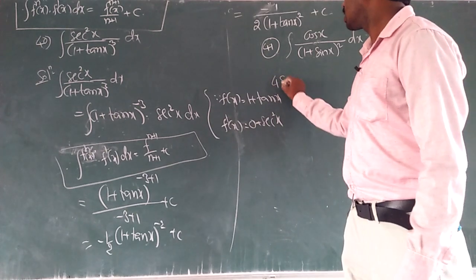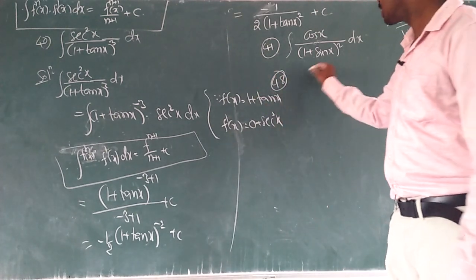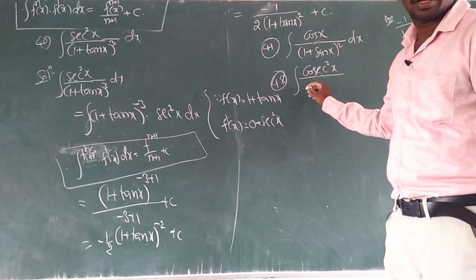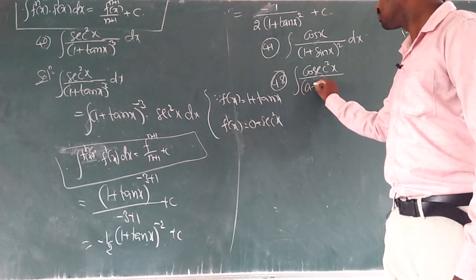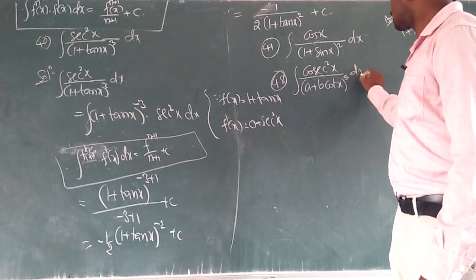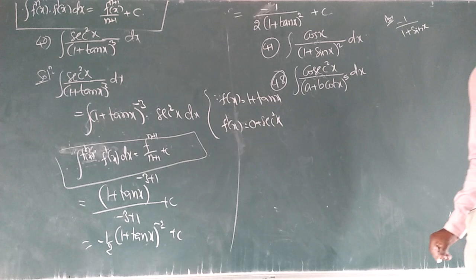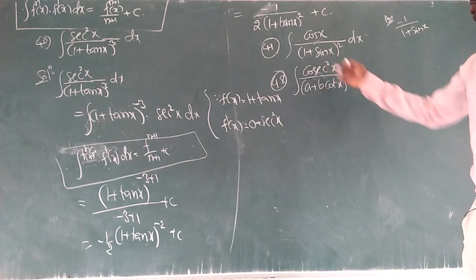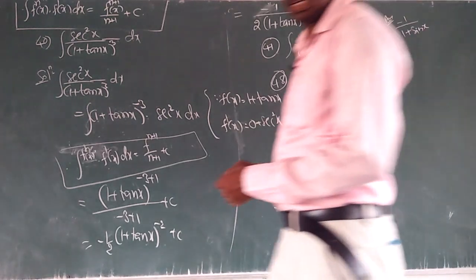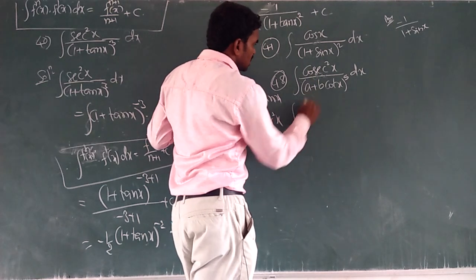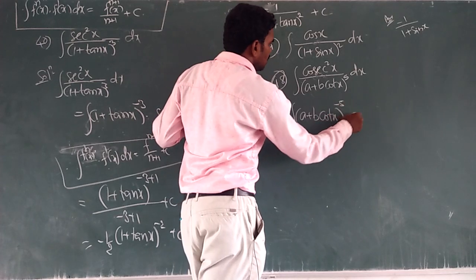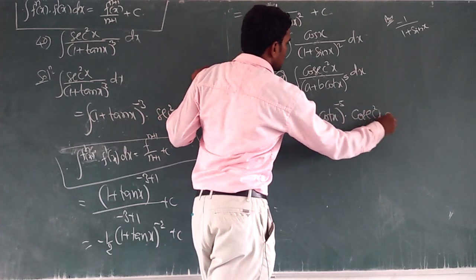Next, part 8, a very short question. Integration of cosecant square x by (a plus b cot x) whole power 5 dx. Okay, this is also the same. The derivative of this function is minus cosecant square x, so we should write the minus additionally. So this can be written as (a plus b cot x) to the power of minus 5 into cosecant square x dx.